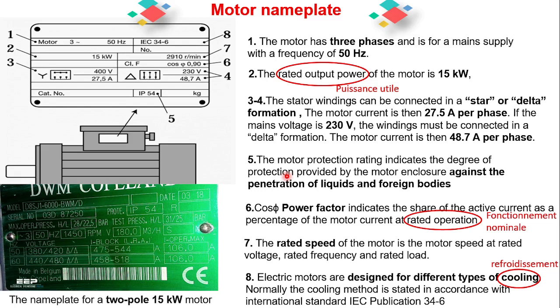Rated speed. The rated speed of the motor is the rotational speed at which the motor is designed to operate under rated conditions. This includes rated voltage, rated frequency, and rated load. Cooling method. Electric motors are designed for various types of cooling to dissipate heat generated during operation. The cooling method is typically indicated in accordance with international standards, such as IEC Publication 34-6.